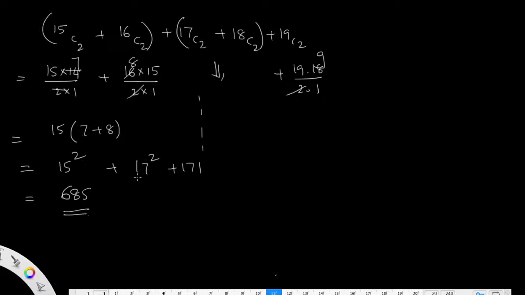Similarly, this term we get as 17 square. This is obviously 19 into 9. Total, we get 685. Okay, this is the option. Like these questions are given in the examination.